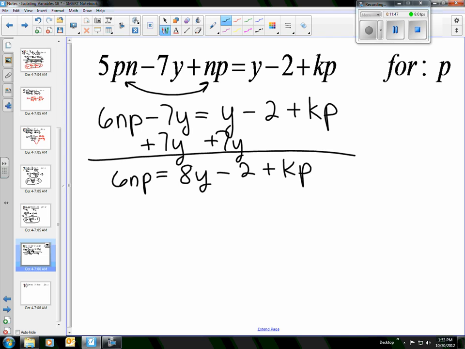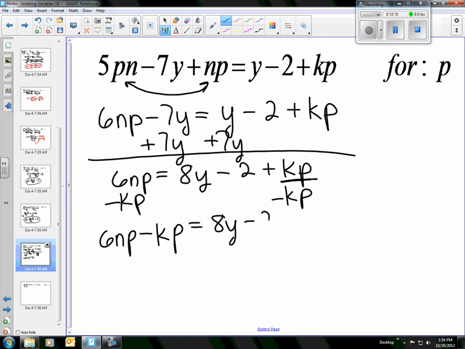Now we still have a p on the right side of the equation, so we can't stop the problem here and start dividing by 6n. That would be incorrect. We need to get the kp here on the left side of the equation, so we would subtract kp from both sides, which leaves me with 6np minus kp equals 8y minus 2. And again, we cannot combine the np's with the kp's because they're not like terms.